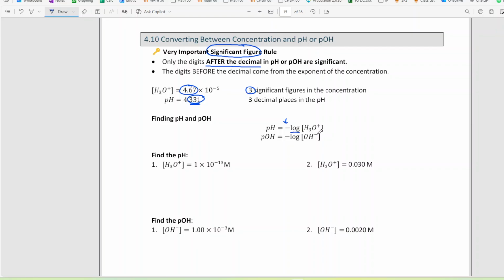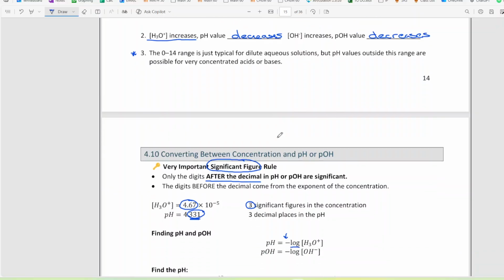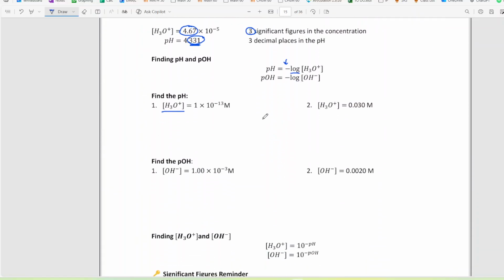There's a literal button on your calculator that says log of the hydrogen or hydronium ion concentration. For example, if I give you a hydronium ion concentration of 1 times 10 to the negative 13, we already know that when the concentration of hydrogen is 1 times 10 to the negative 13, the pH is 13. We just have to make sure our calculator can give us this answer because they're not going to all be this easy. So what you're going to plug in is that the pH is equal to the negative log of 1 times 10 to the negative 13.